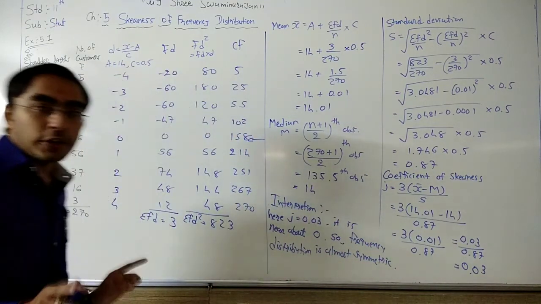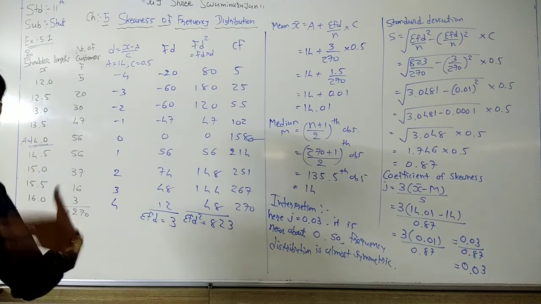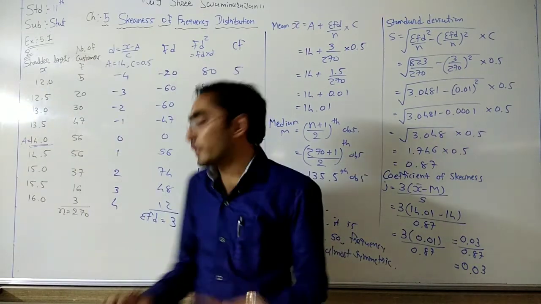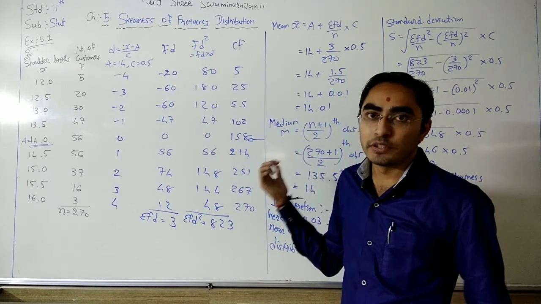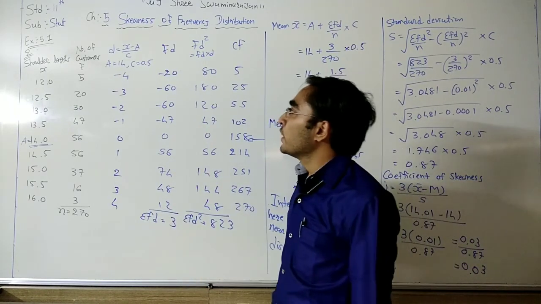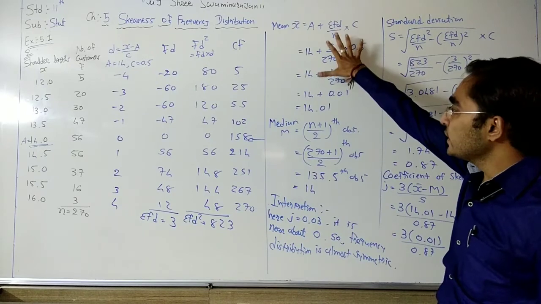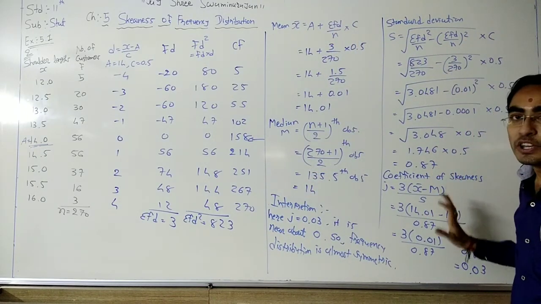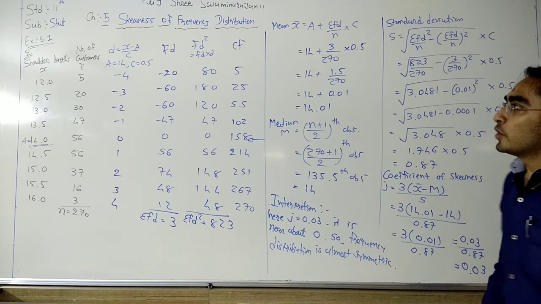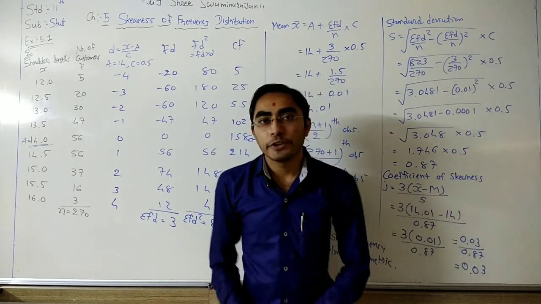So what we need to do: first of all we need to check whether the mode is defined or not, then we need to decide. If it is not defined, then we need to go with the median. Here mode is not defined, so first of all we find the mean, median, standard deviation, and then we need to use this formula. After that, interpretation. So this method we need to follow here.